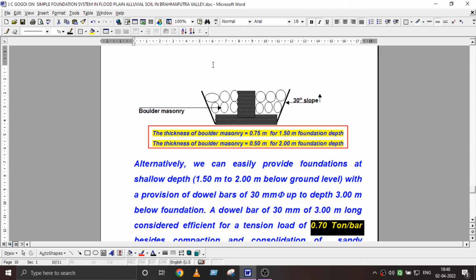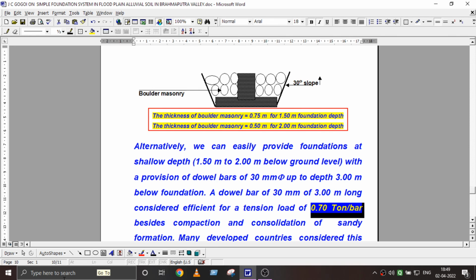We can provide it very efficiently at a spacing of about 0.7 meter or half meter like that. We can easily use it. And it is not very time consuming, since all the construction agencies are using Pokland or JCB. The bar can be penetrated down at a static pressure.